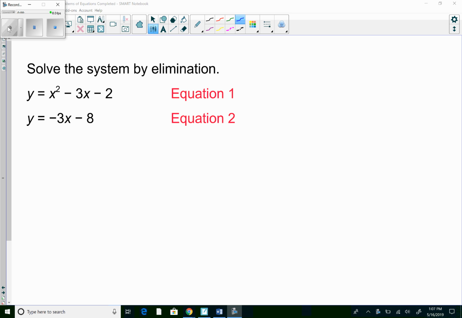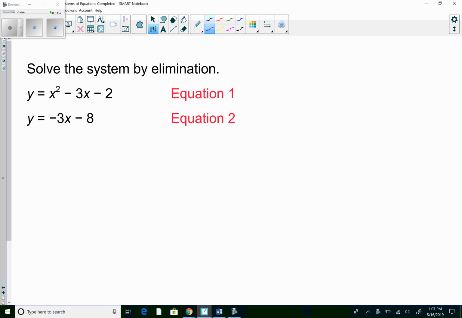Hey everyone. We're finishing up with section 9.6, which is solving nonlinear systems of equations. To end the last video, we did some solving of systems using substitution. Now we're going to use elimination to help us solve.